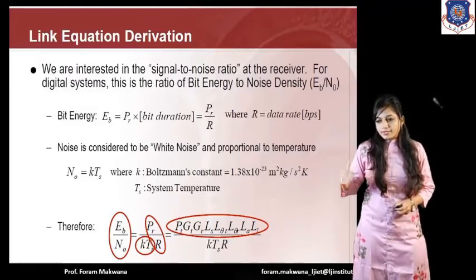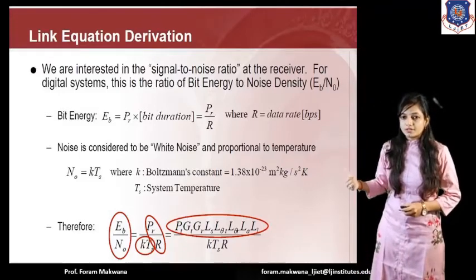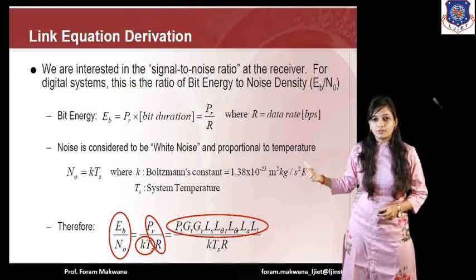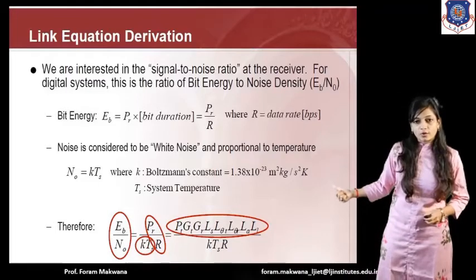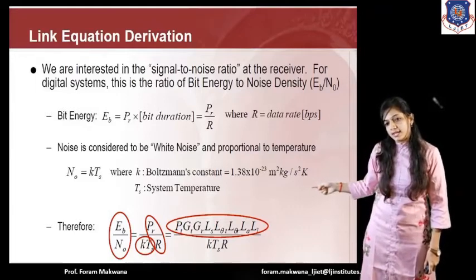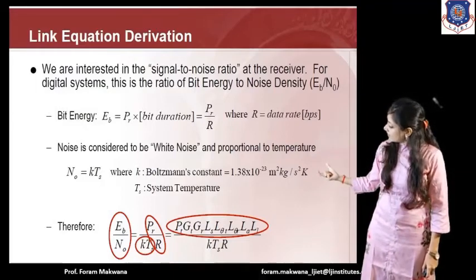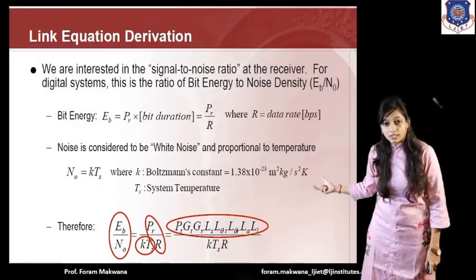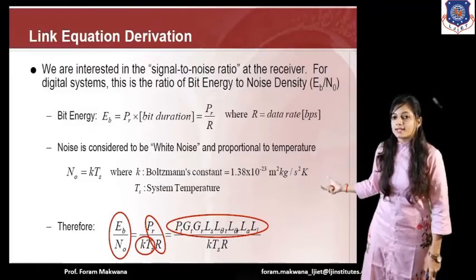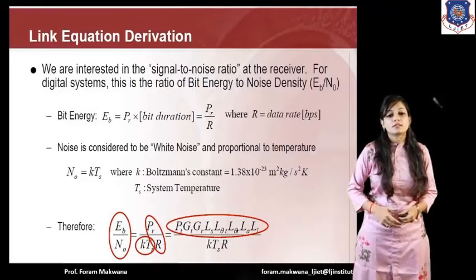Now, there are different types of noise, but over here, which kind are we going to consider? We are going to consider white noise, which is proportional to the temperature, right? So for calculating white noise, N0 is equal to K into Ts. What is K? K is the Boltzmann constant. That value is 1.38 into 10 raised to minus 23 meter square into kilogram per second square into Kelvin. Right? What is Ts? Ts is my system temperature.